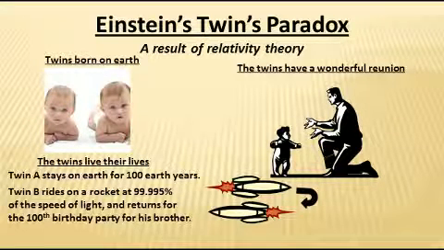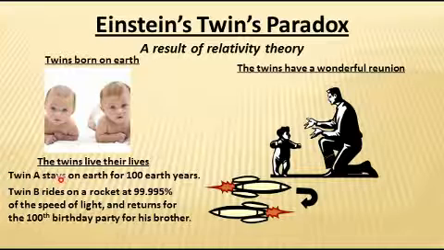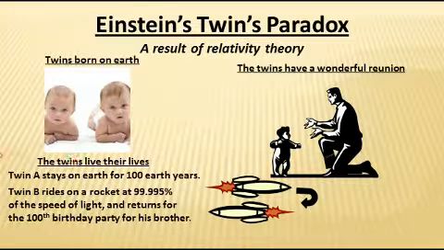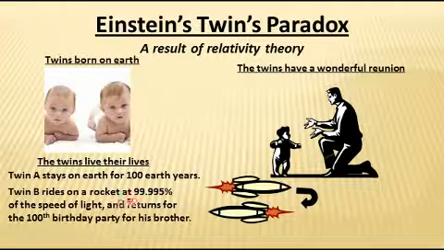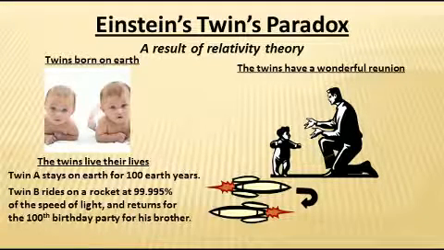And they have two different lifetimes. Twin A stays on Earth for 100 years, lucky enough to live 100 years. Twin B takes off right away in a rocket and goes very close to the speed of light, 99.995% of the speed of light, and returns for the 100th birthday party of his brother.